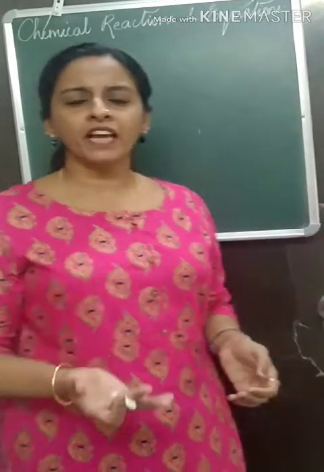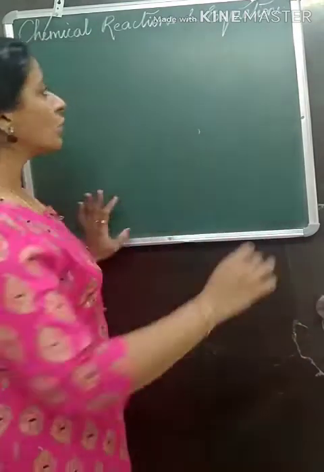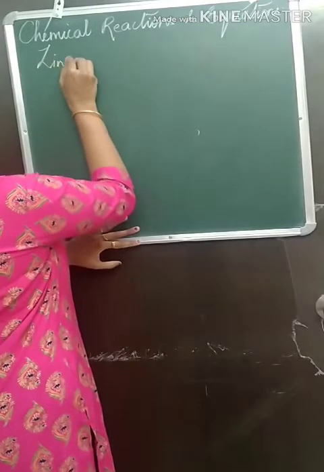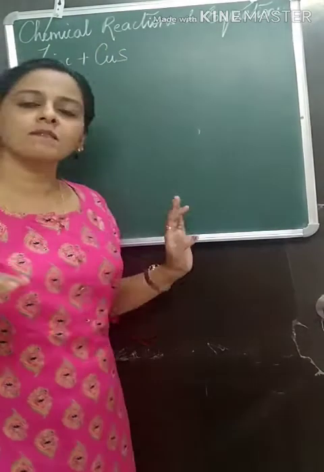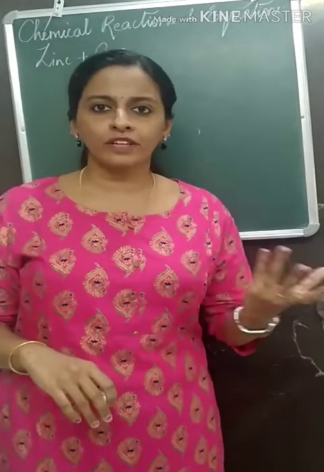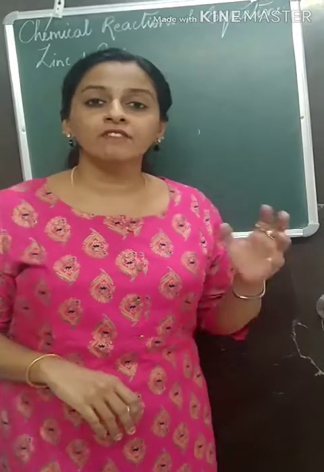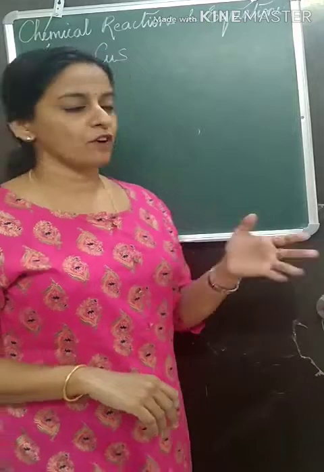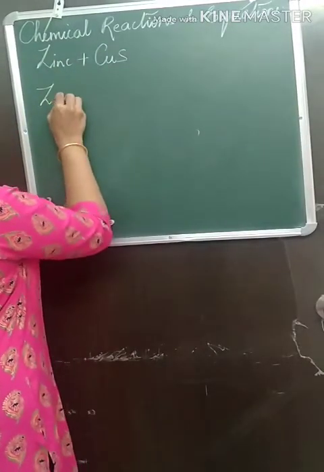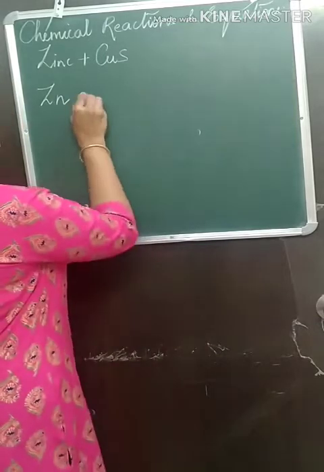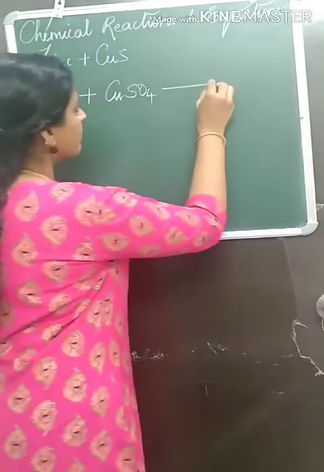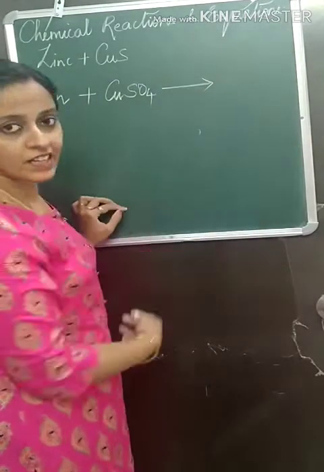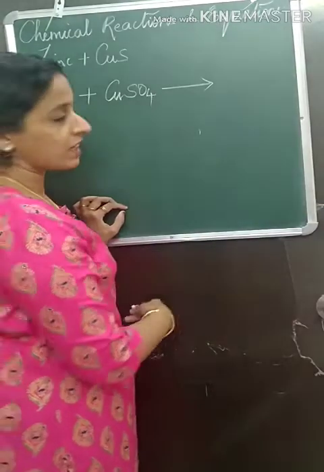For example, let me take the reaction between zinc particles and copper sulfate solution. Instead of writing zinc plus copper sulfate in words, I will use the symbols of these compounds or elements. We will write down the molecular formula. Zinc is an element, so I will write it as Zn, plus the copper sulfate formula, CuSO4, gives, and the products are always written on the right side with the arrow facing towards the right.